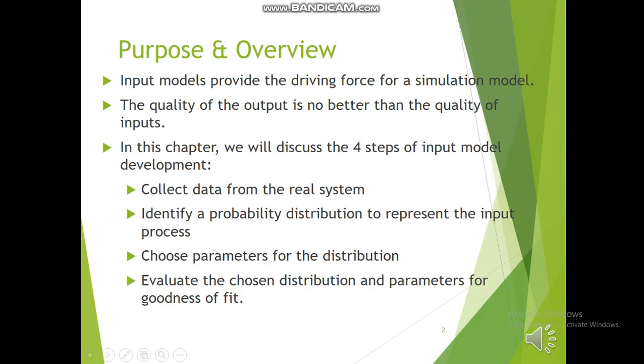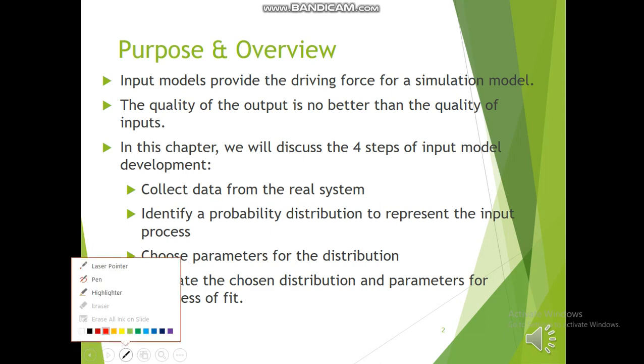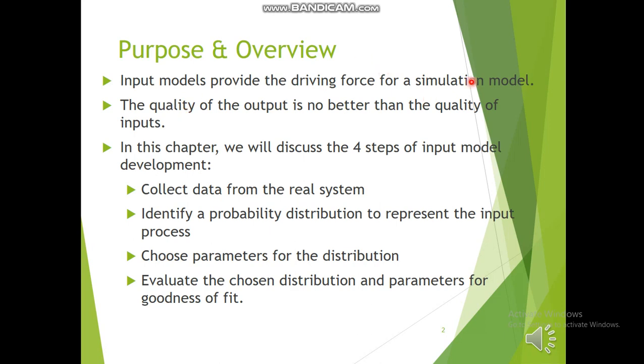So let us see the purpose and overview of input modeling. The input models provide the driving force for a simulation model. So here we study modeling this input data. For example, in the case of a single channel queue, the input data is the inter-arrival time distribution and service time distribution. Or if you consider an inventory system, the input data is the demand and lead time. So the quality of the output is no better than the quality of the inputs.